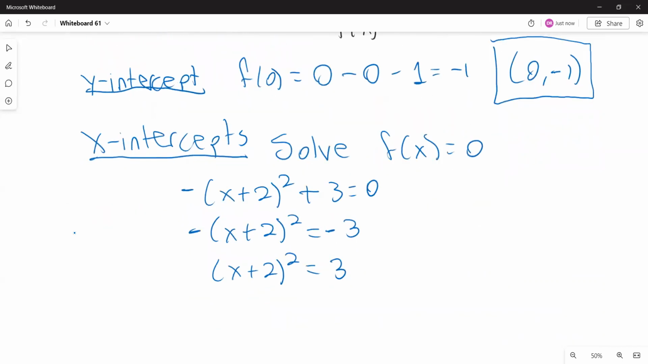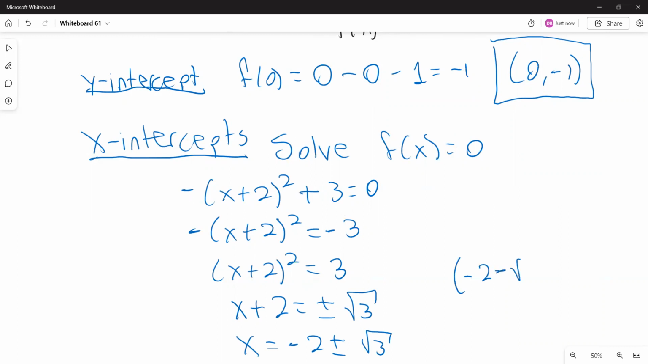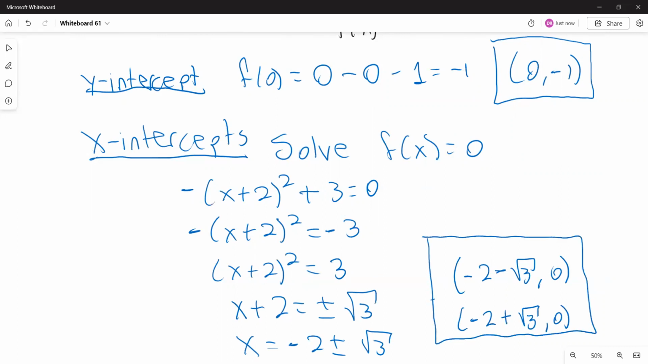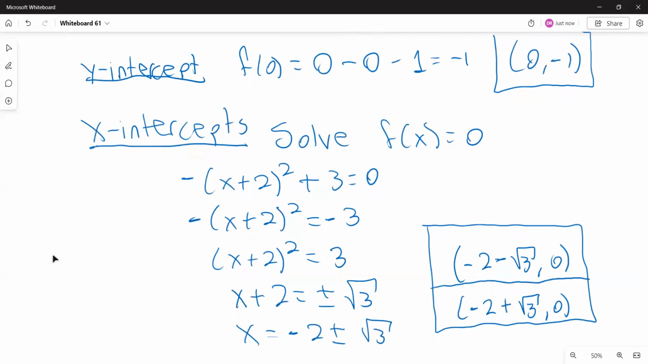So x plus 2 is plus minus square root of 3. So x is -2 plus minus square root of 3. The x-intercepts are then going to be (-2 minus square root of 3, 0) and (-2 plus square root of 3, 0). Now that one will not be easy to graph, but for a quadratic function, I only need 3 points. So that's what I'm going to use.